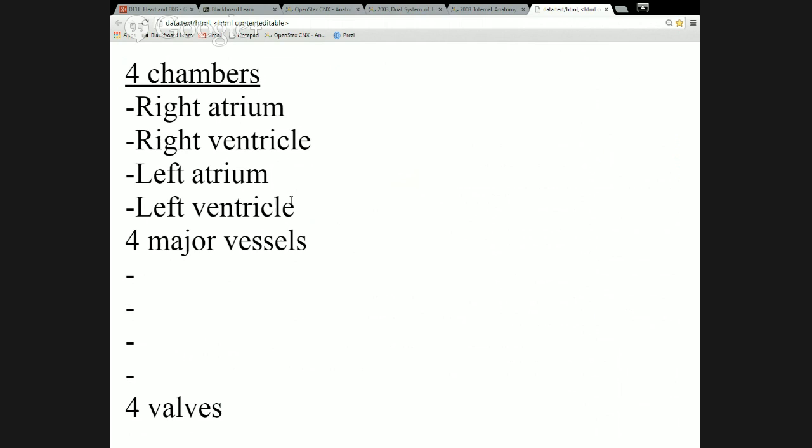I also want to list the major vessels that are connected to the heart in a similar order. So blood that's coming back from the body, the deoxygenated used blood, comes through the vena cava, however you want to pronounce that. Bless you. Thank you. There is an inferior and a superior component to that vessel. The inferior vena cava is carrying blood from the lower body, just everything inferior to the heart, and the superior vena cava is carrying blood from the superior part of the body, everything superior to the heart.